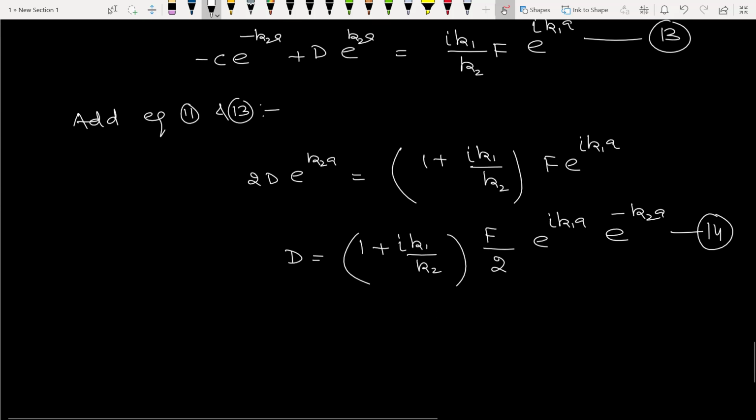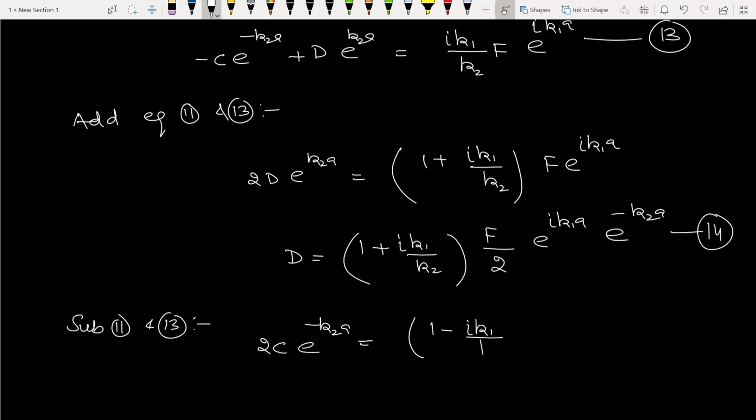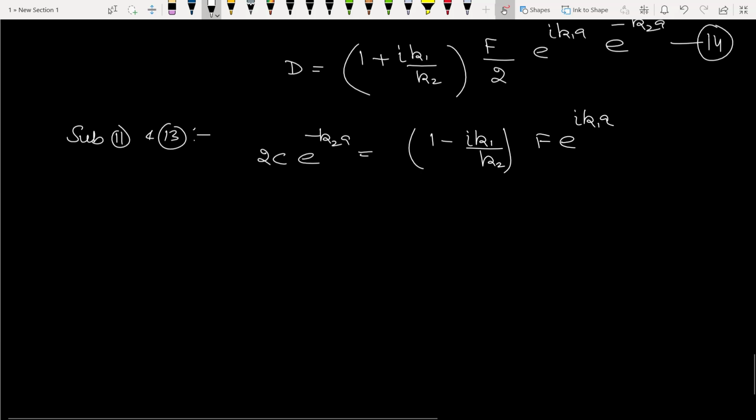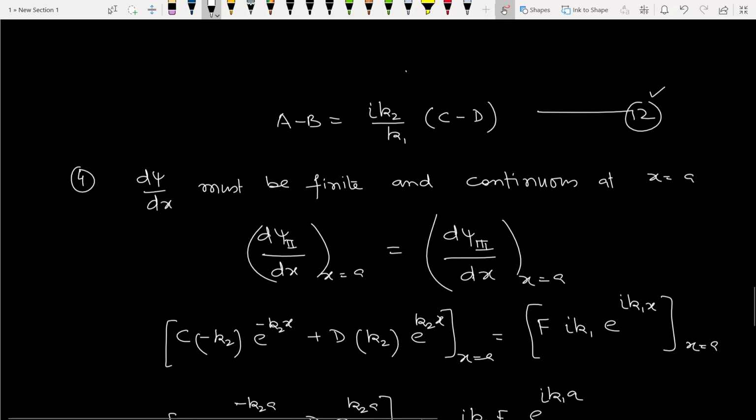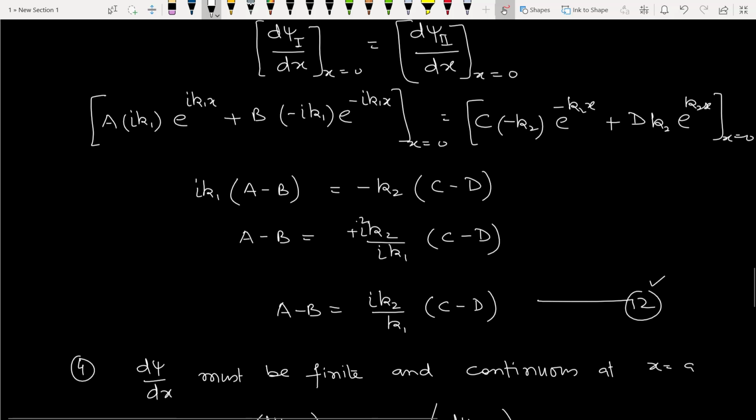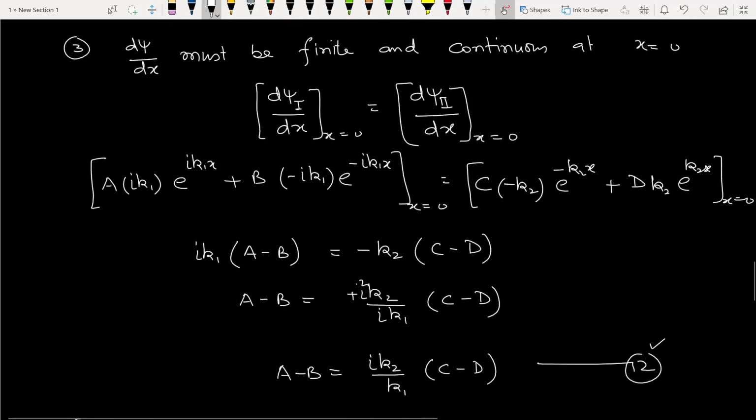Similarly, subtracting the equations, here it will be 2c e raised to power minus k2a equals 1 minus iota k1 upon k2 f e raised to power iota k1a. So c will be equal to 1 minus iota k1 upon k2 times f by 2 e raised to power iota k1a e raised to power plus k2a. So this is equation number 15. So substituting the values of c and d in equation number 10. Equation number 10 is a plus b equals c plus d.